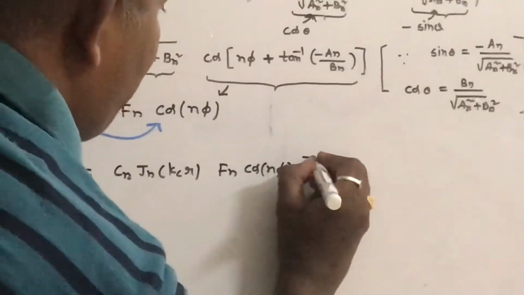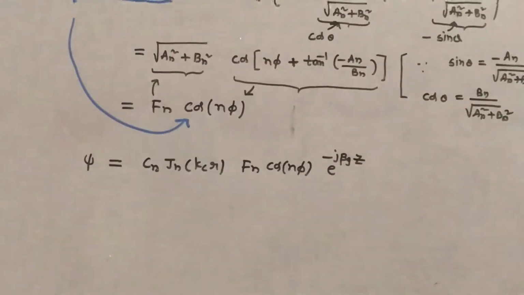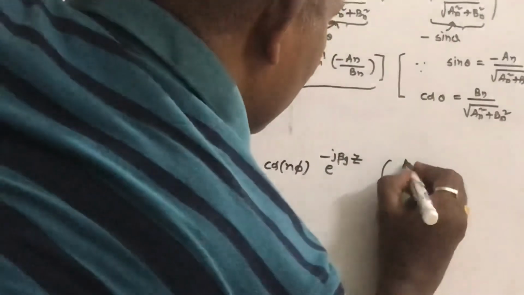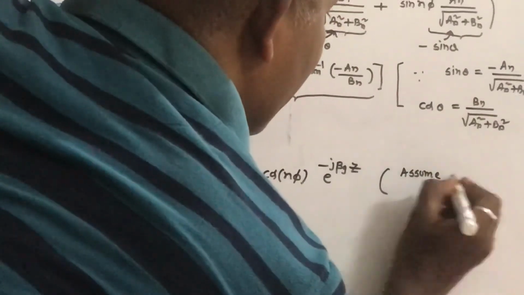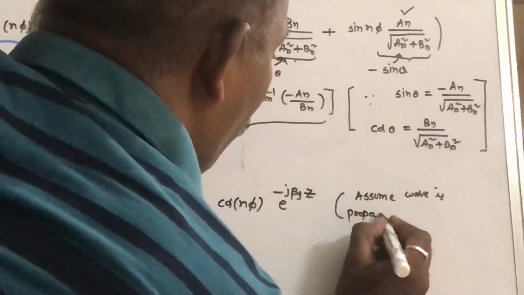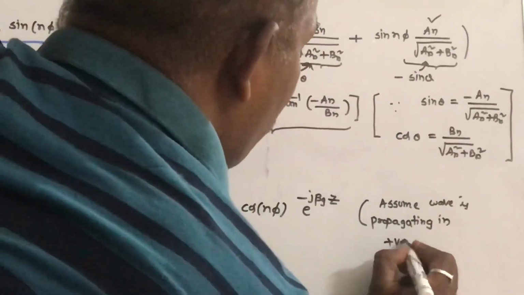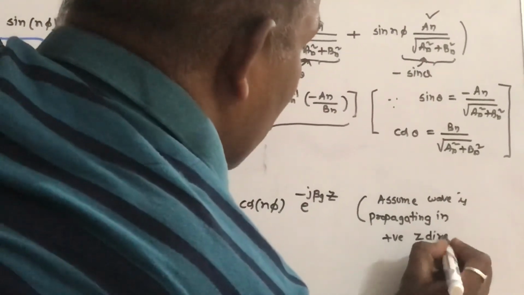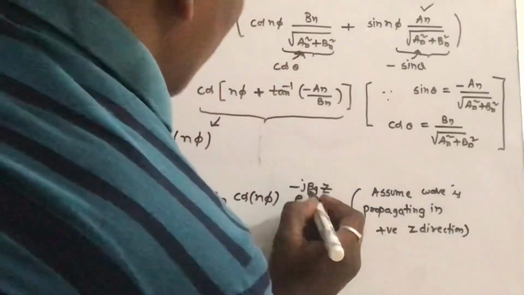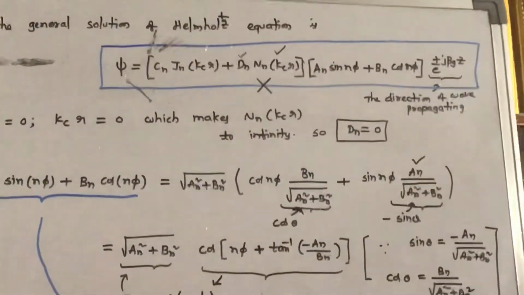Assume that the wave is propagating in only the positive z direction. We write the last term like this. Assume the wave is propagating in the positive z direction. So that's why we remove the plus sign here and substitute only the minus sign.